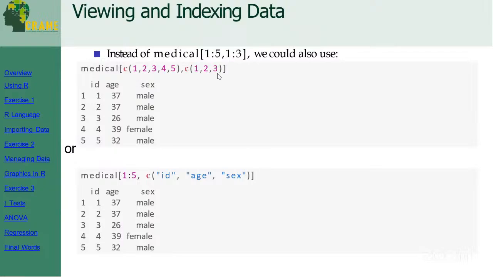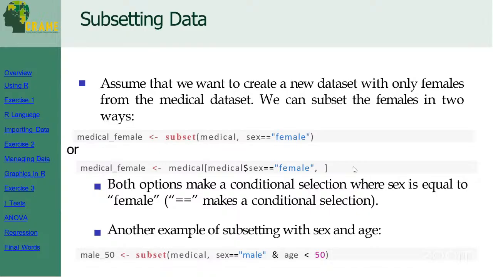Similarly, the same thing can be done: medical c(1,2,3,4,5), c(1,2,3), right? Medical 1 to 5, c(id, sex), whatever you would like. When you're writing in this way, the first shows the rows and the second one is the columns. There are multiple ways of writing the same things in R. There might be a probability that you write the code in 10 lines, and your neighbor writes it in 5 or 6 lines. Why? Because the same task can be done using another command, another way of writing the commands as well, right?